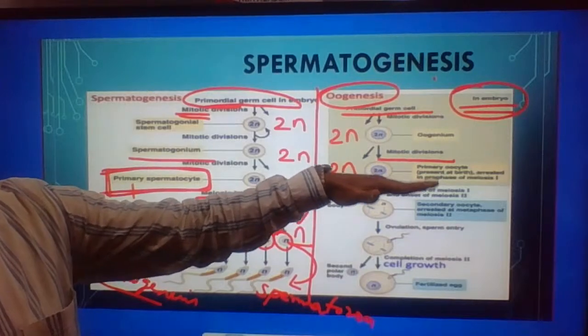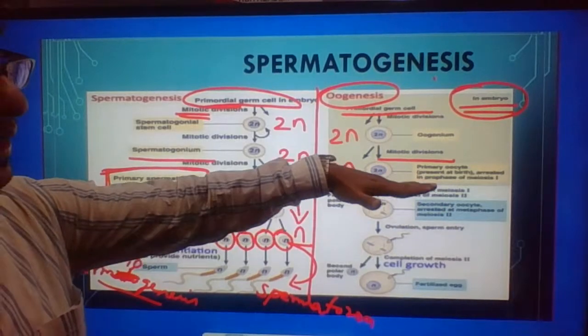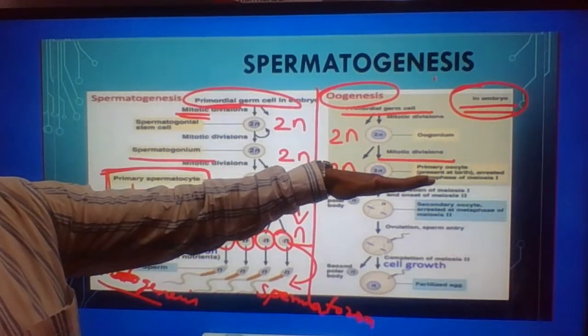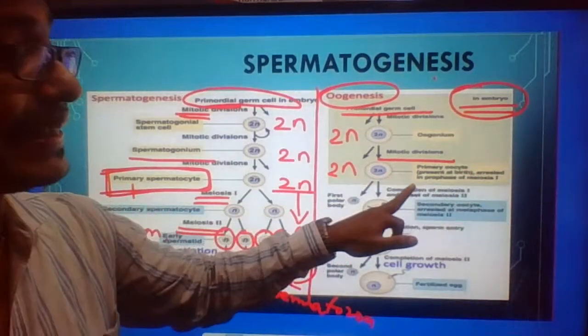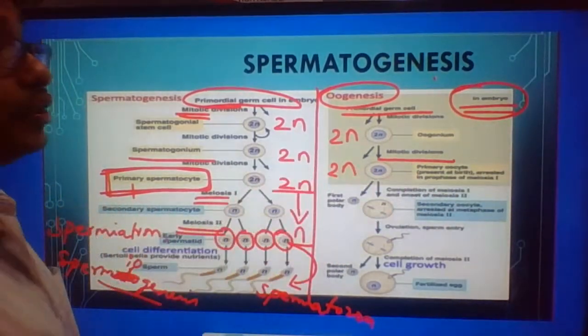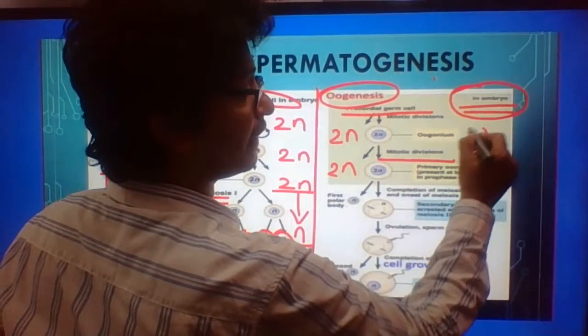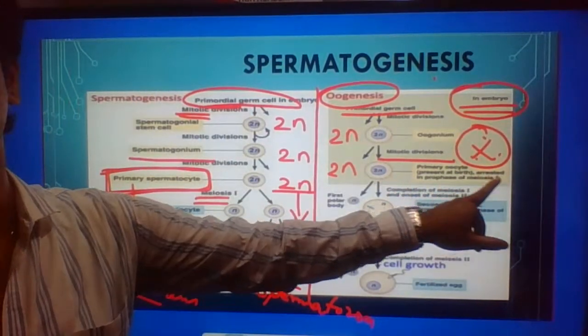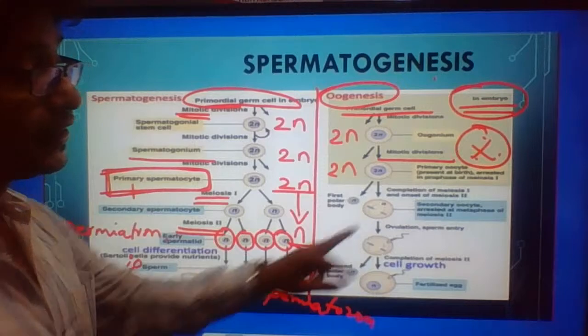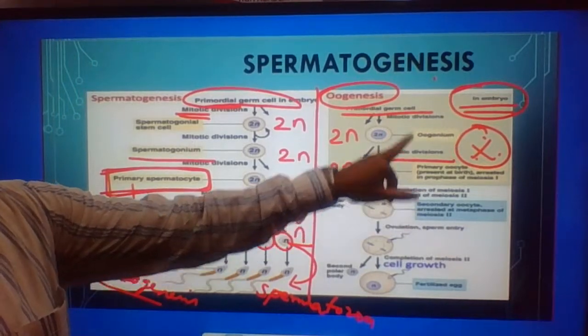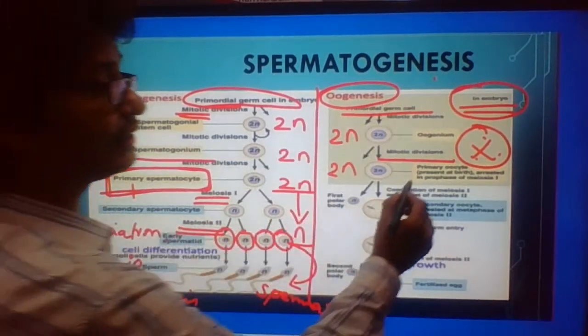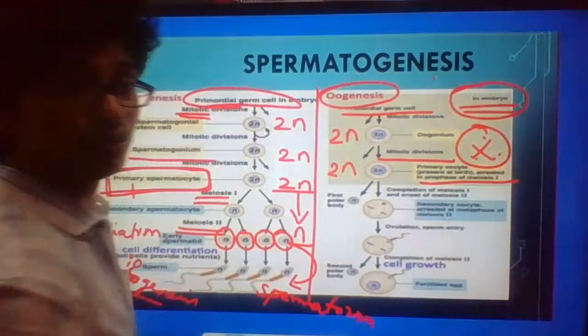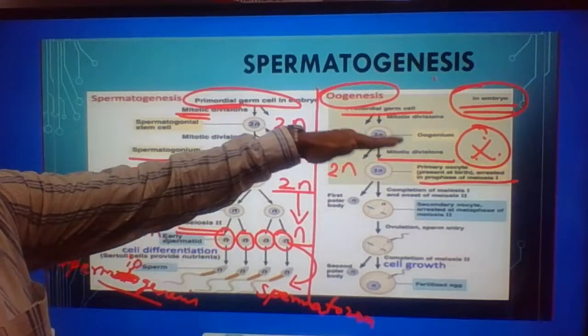So present at the time of birth, when a female child is born, it gets frozen at this point and just stays there. So present at the birth, arrested in this stage. Questions will come from this. If you ask at which stage it arrests, it arrests in the prophase of meiosis 1. This is a very important question. So the primary oocyte in oogenesis gets arrested in the prophase of meiosis 1 at the birth time.